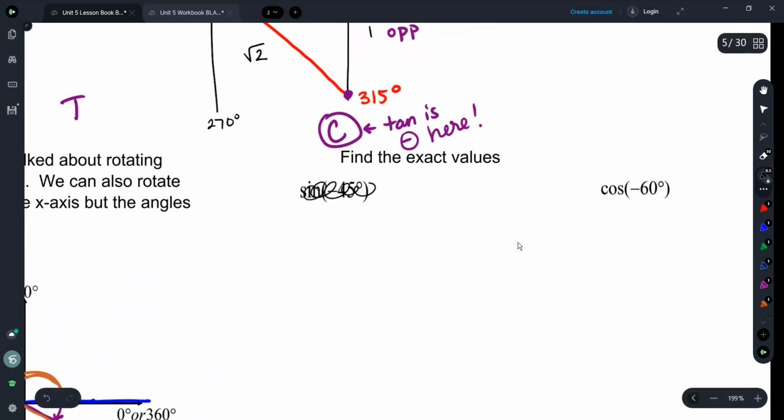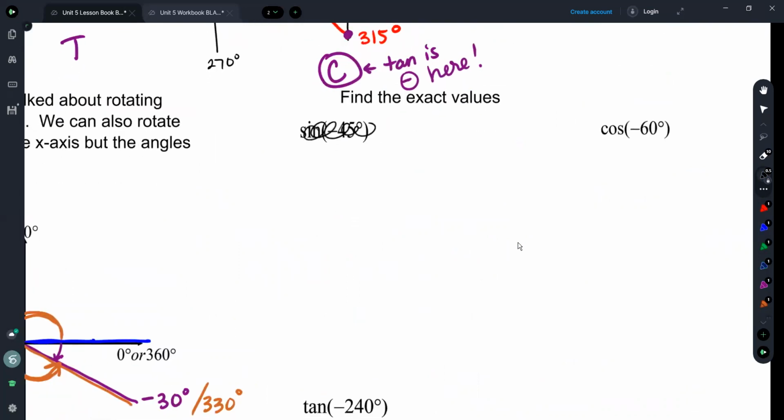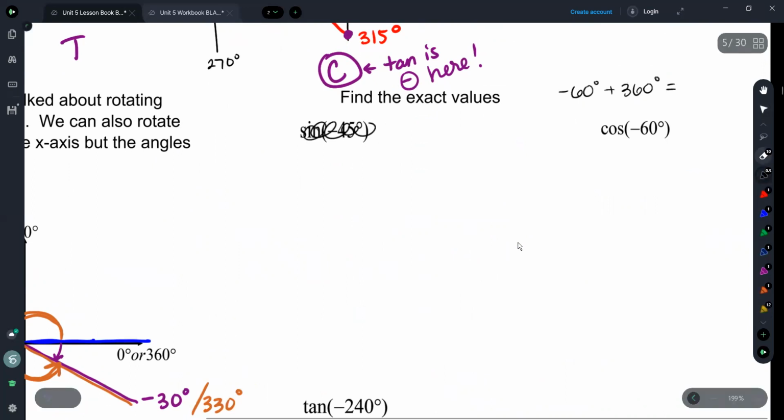Okay, so cos of negative 60. The first thing is I want to make negative 60 into a positive angle. So I'm just going to take negative 60 and add on 360 to it. I add on a full rotation around so that I can make it positive. And what do we get? 300.